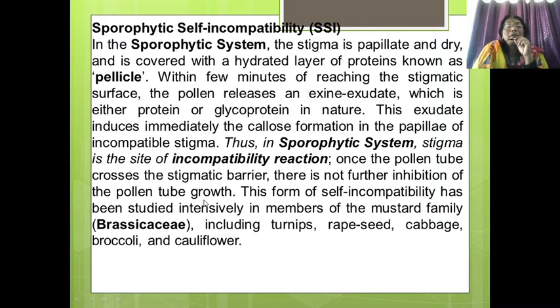Once the pollen tube crosses the stigmatic barrier, there is no further inhibition of pollen tube growth. And this form of self-incompatibility has been studied intensively in members of the mustard family, that is the family Brassicaceae. Other examples are turnips, rapeseed, cabbage, broccoli as well as cauliflower.